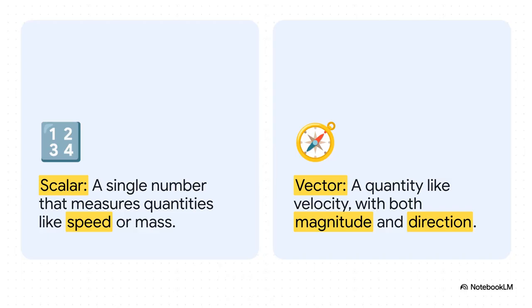Okay, let's get right to it. Here is the absolute core difference. On one side, you have a scalar. Think of it like speed. It just tells you how much. Your car is going 100 kilometers per hour. That's it. But on the other side, you have a vector, like velocity. It tells you how much and which way. Your car is going 100 kilometers per hour north. That little piece of directional information, that's the secret sauce. That's what makes a vector so incredibly useful.